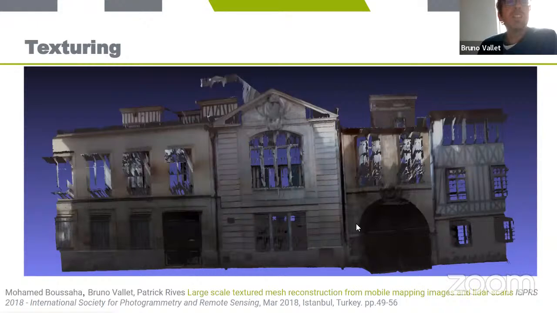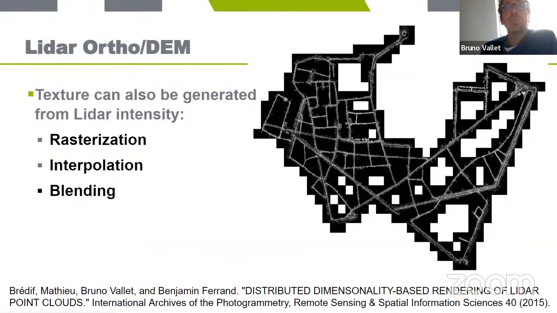But what is interesting is that LiDAR also gives radiometric information. So I've shown it when I displayed an example of LiDAR earlier. And so in fact, you can also build a texture out of your LiDAR information. So in that case, you have an additional step that is rasterization and interpolation of your LiDAR. And then what we proposed was based on blending and not on mosaicing.